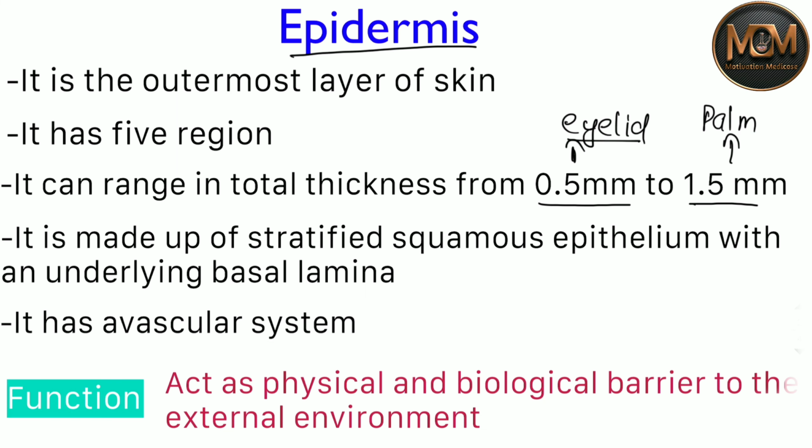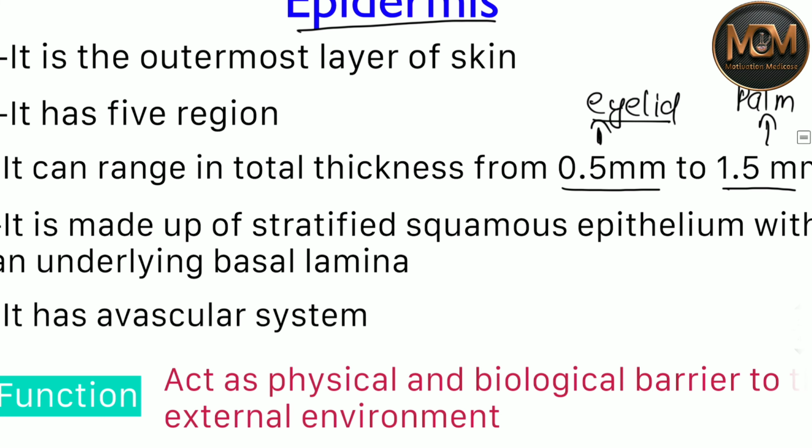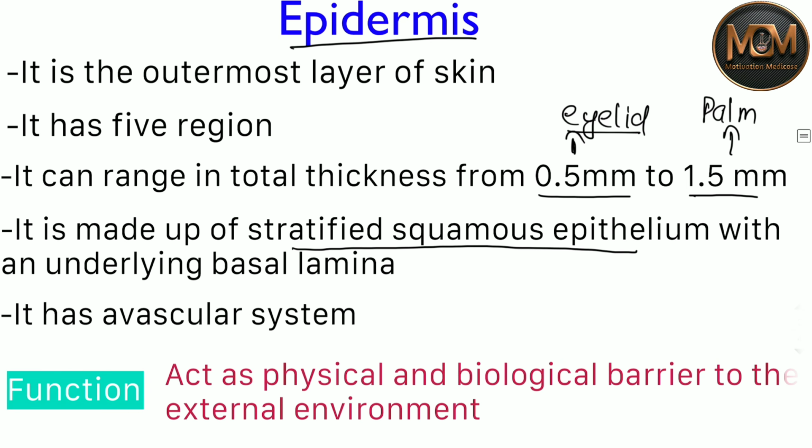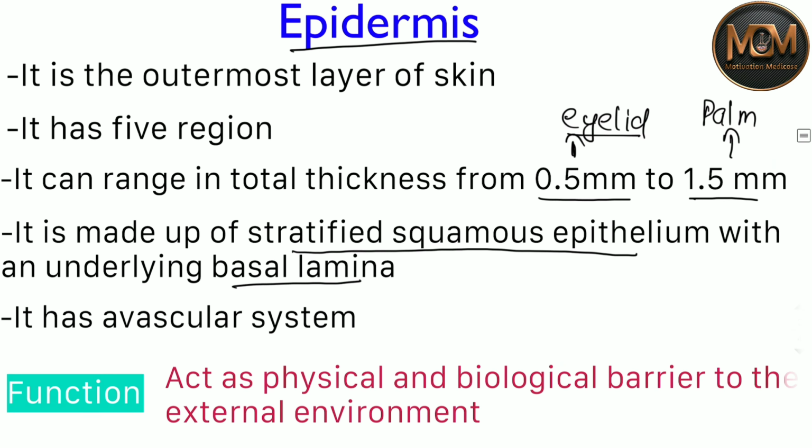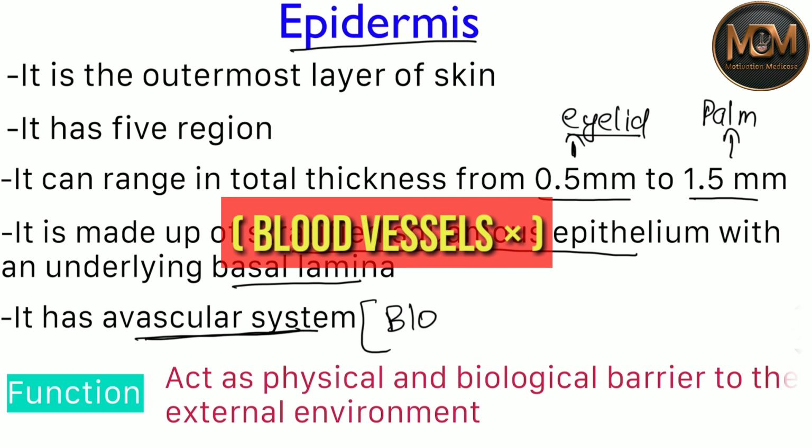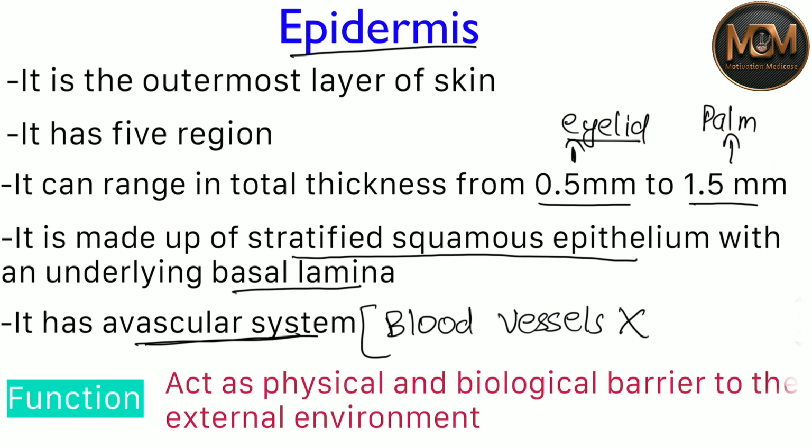It is made up of stratified squamous epithelium tissue with an underlying basal lamina. It is avascular. What does it mean? It means there will be no presence of any blood vessels. You can't see any blood vessels in the epidermis region. The function of the epidermis is that it acts like a physical and biological barrier to the external environment.